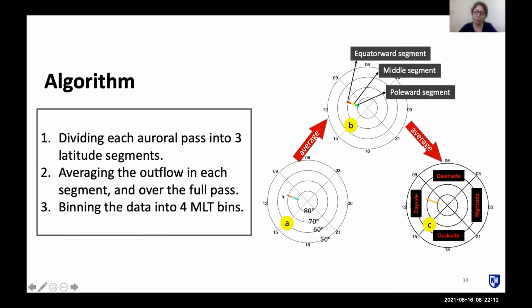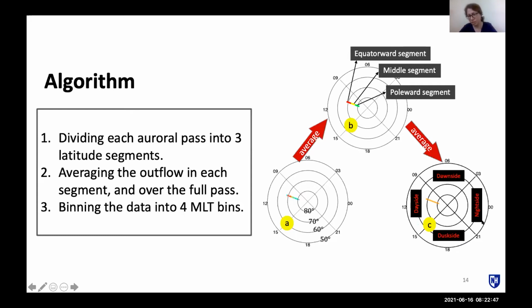For each auroral pass, I binned the auroral pass into 3 latitude segments, like here. Then I averaged outflow flux in each auroral segment and showed the values of outflow flux for each segment here. In the next step, I did another average over these 3 segments and assigned the new number as the auroral average for the whole auroral path.